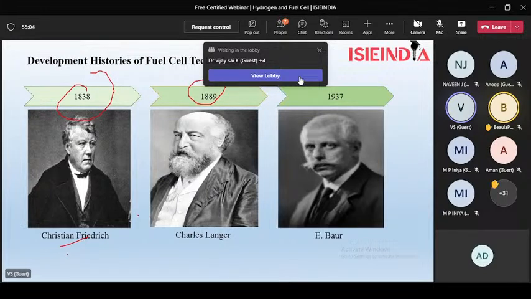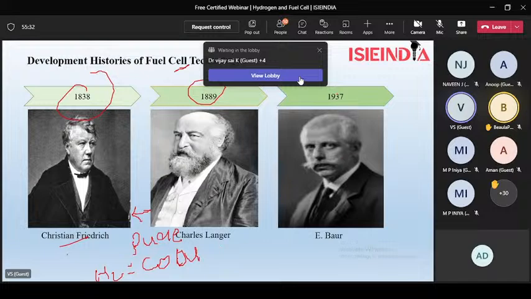Okay, but in 1899, Charles was the scientist who demonstrated the fuel cell principle and told that instead of using pure hydrogen, we can use hydrogen which we can get from coal gases, and instead of using pure oxygen, we can use air. So this was some development history related to fuel cells.